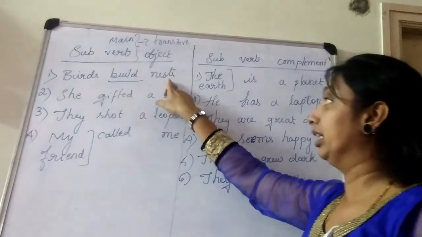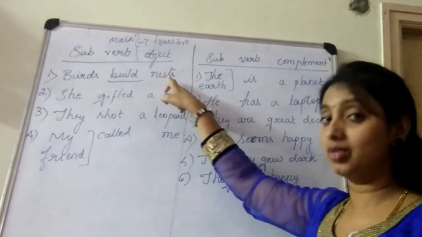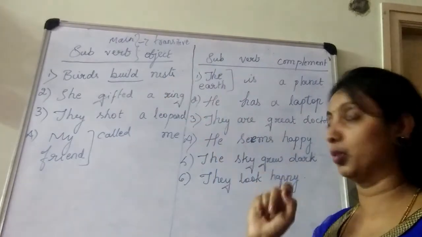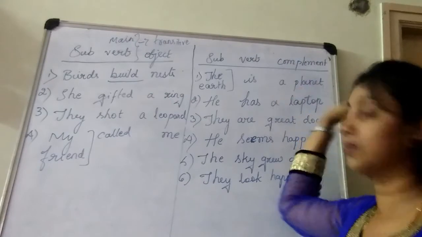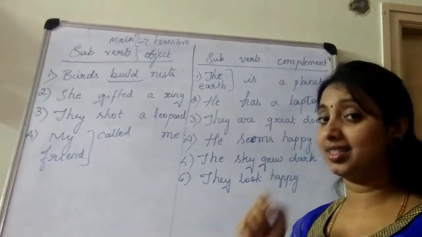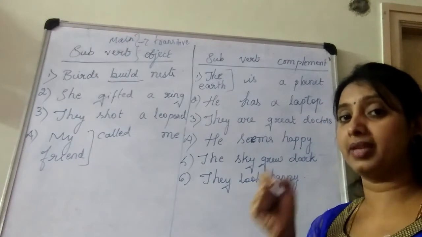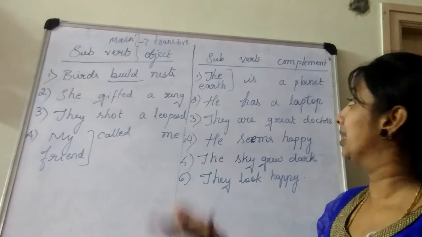Birds build nests. Here, nest is an object which is coming after this verb. Now we'll do one thing. We'll see this sentence, why it is not an object. The earth is a planet. What is the sentence? The earth is a planet. Now, who is a planet and what is a planet?